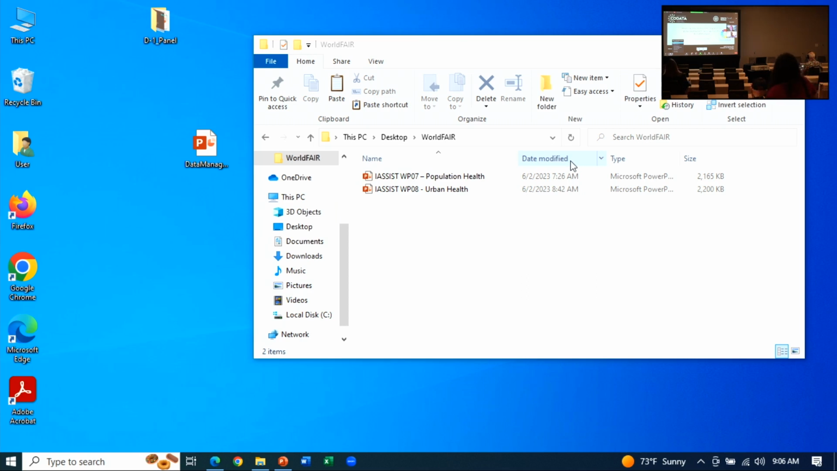This session is entitled Advancing Cross-Domain Data Integration for Global Development, Learnings from the World Fair Project. I will start with an introduction of what the World Fair Project is, what we're trying to achieve, why it's relevant to IASSIST, and then we'll hear from three of the case studies or work packages in that project. And in my presentation, I'll explain a little bit more about what those are.